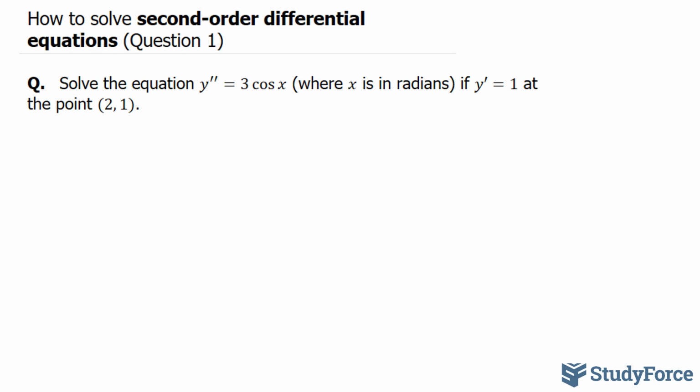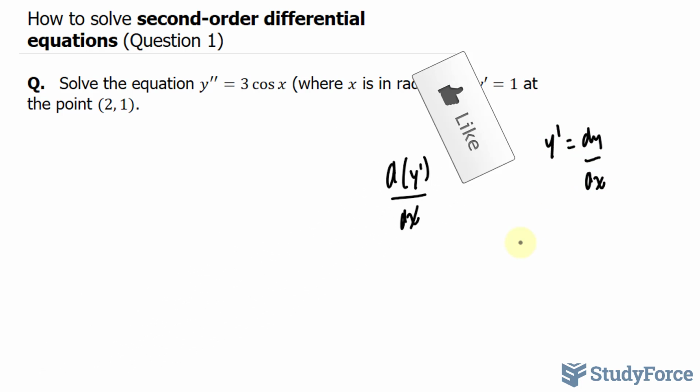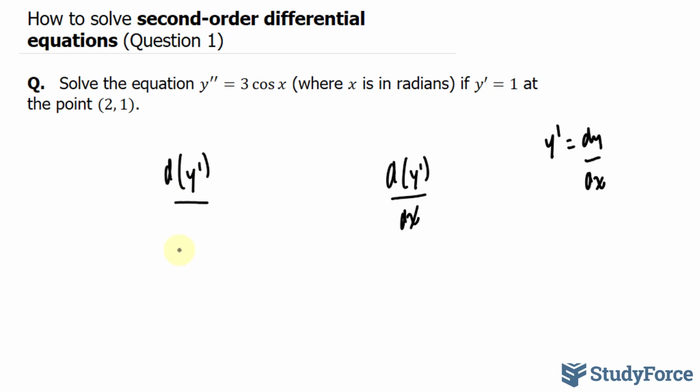Before we start solving this, I'd like to replace y double prime with d bracket y prime over dx, because differential equations are often written using the d operator that we first introduced when we started solving first-order differential equations. So whereas before we would change y prime into dy over dx, y double prime is changed into the following. That being said, d bracket y prime over dx is equal to 3 times cosine x.